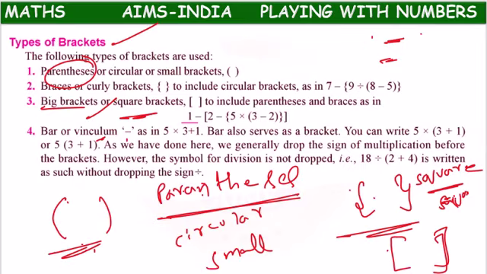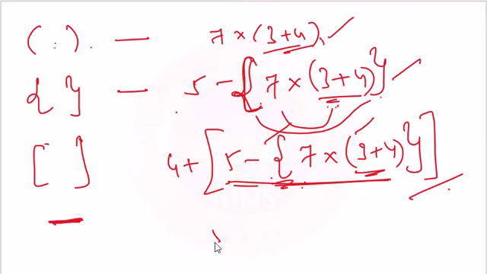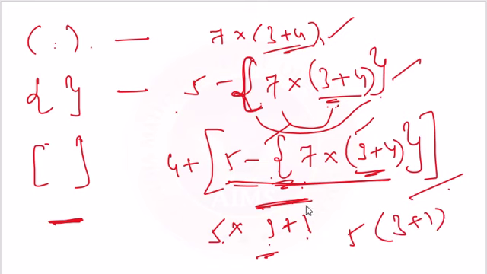So here, vinculum means, suppose 5 into 3 plus 1 bar. It indirectly means 5 bracket 3 plus 1, because this vinculum is also one kind of multiplication only. We can replace this vinculum by bracket. So 5 into 3 plus 1. Like that also we can write.